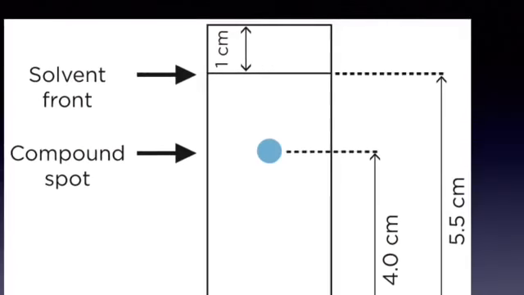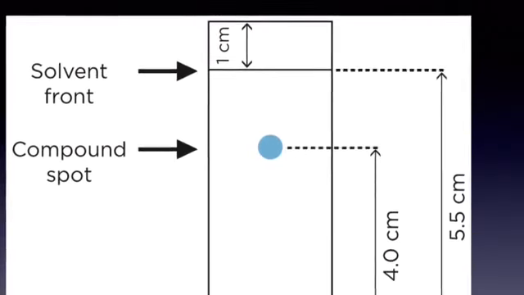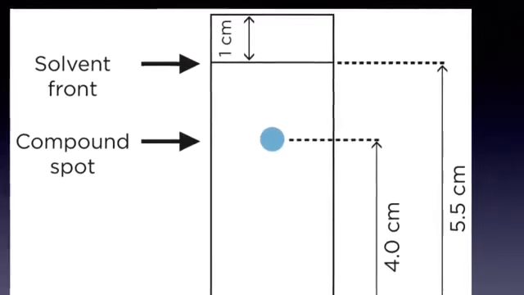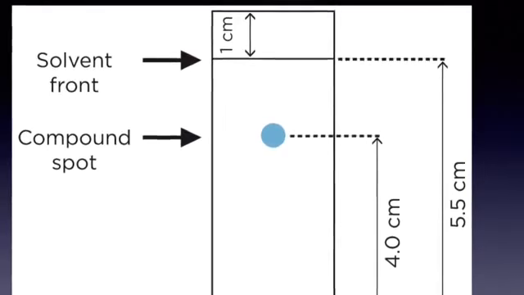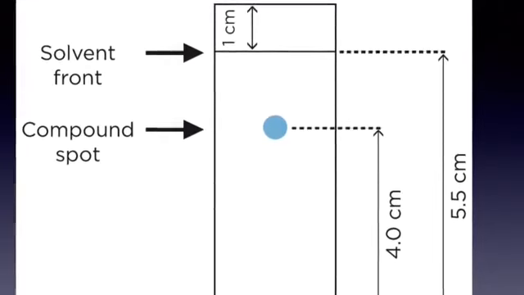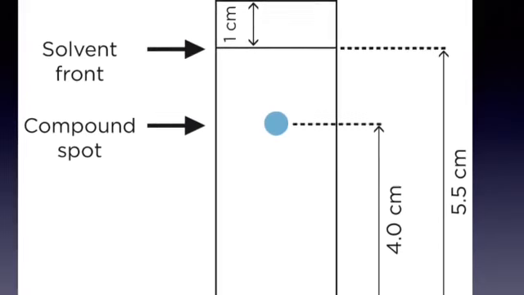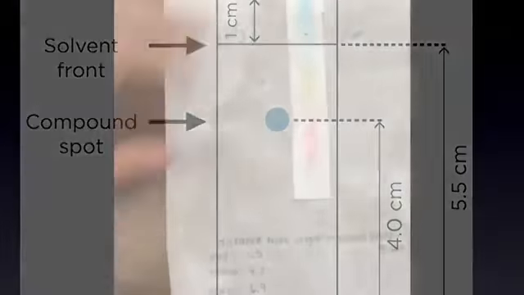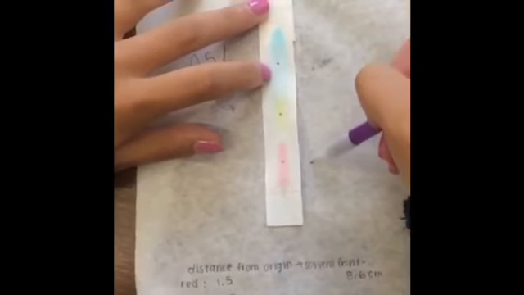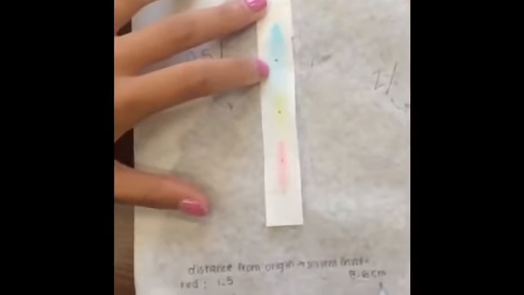RF stands for retention factor, and it is calculated by measuring the distance from the origin to the solvent front, which is the leading edge of the solvent as it moves through the paper. And you take the distance from the origin to each region of dye divided by the distance from the origin to the solvent front. Okay, so we measured our distance from the origin to the solvent front, which is all of this, and we got 8.6 centimeters.